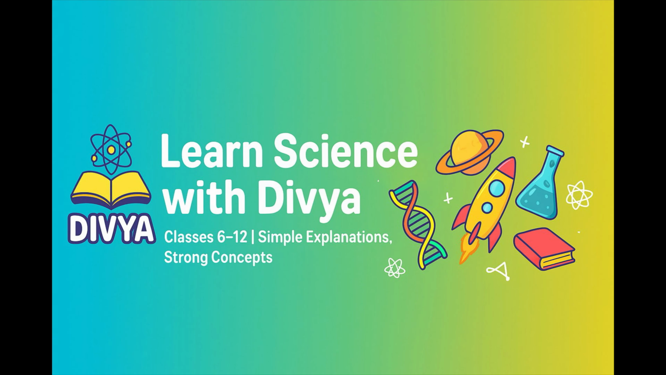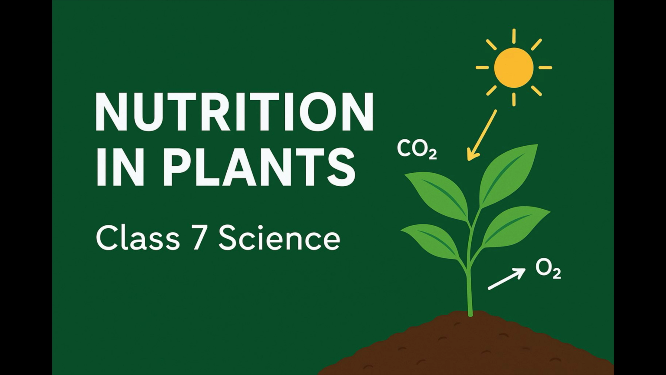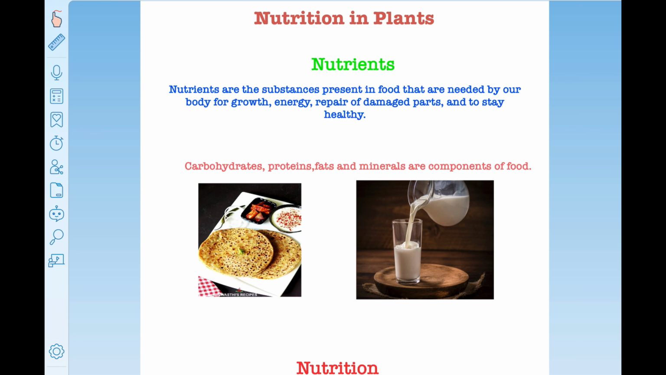Today we will start class 7 science with the chapter Nutrition in Plants. So let's get started. Let's first take examples of some food items. So this is aloo ka paratha and this is milk. So we take these food items because they provide us energy, right? And they help our body to grow. You know, milk has protein and aloo ka paratha has carbohydrates that you have learnt in class 6, right?